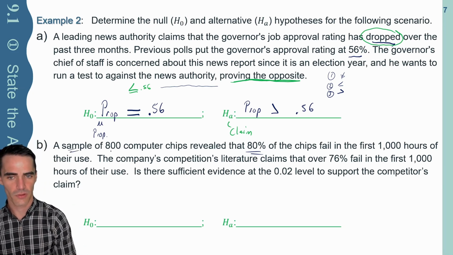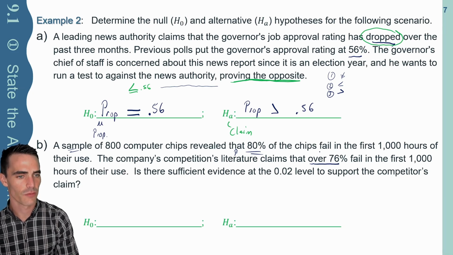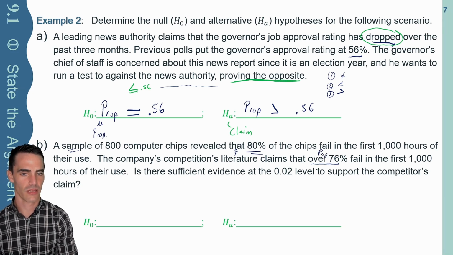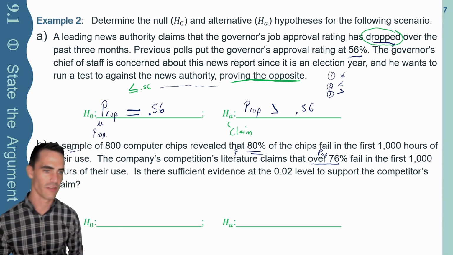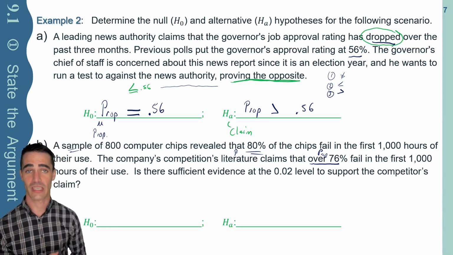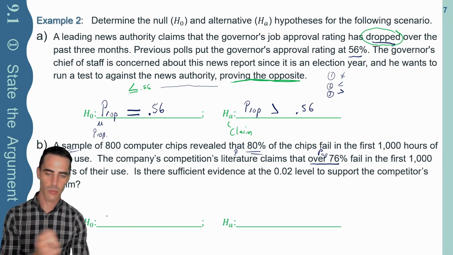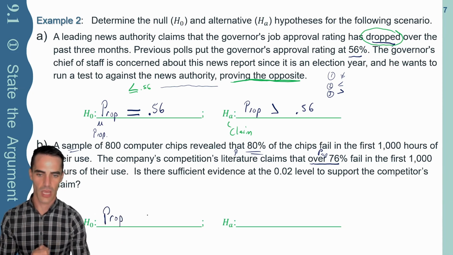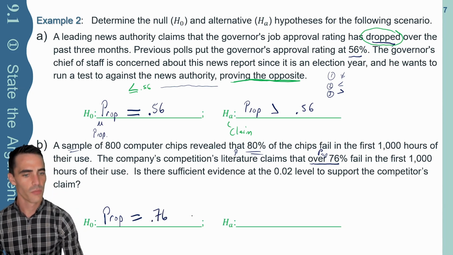Notice this is a sample of 800 chips, and this 80%, that's a sample proportion p hat. Over here, this 76%, this is referring to a population proportion. It's like the status quo. The competition's literature claims that it's over 76%. Telling you from that sample, it's not looking too good for us. So when we set up the argument, we should always start off with mean and proportion. In this case, we're talking about a proportion, and it's equal to population information, 0.76 or 76%.